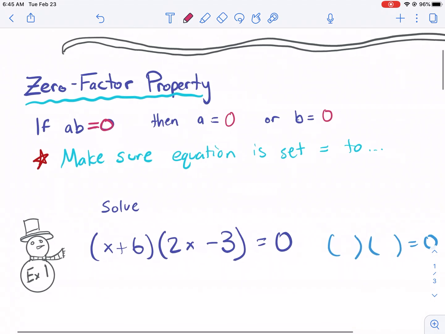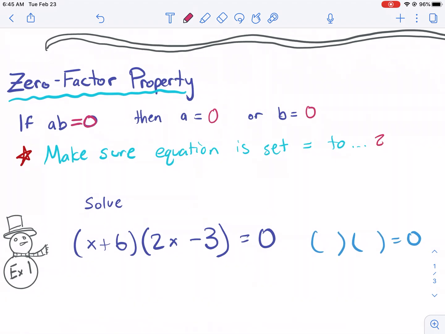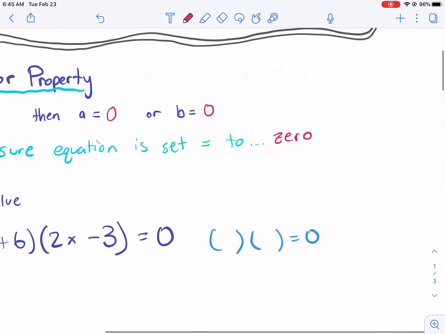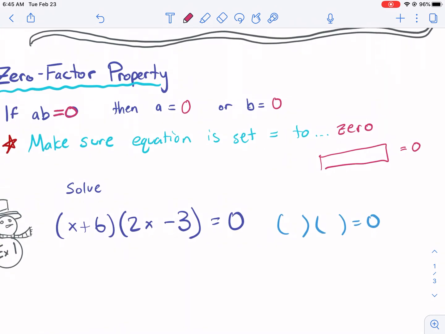So if we're doing the zero factor property, we need to make sure we set the equation to 0. We want to have 0 by itself on one side of the equal sign. So no matter what we have on one side, we want it to equal 0 on the other. This will allow us to implement the zero factor property.